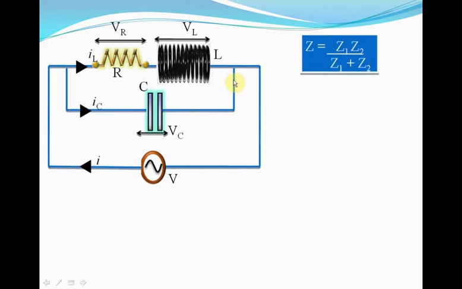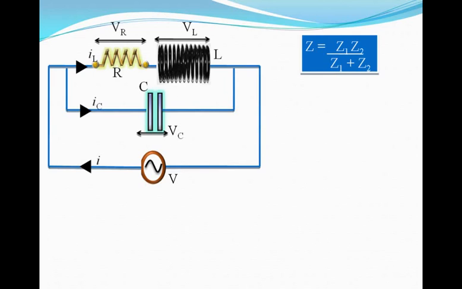Now, the method for calculating the condition for resonance in a parallel circuit is to equate the net reactance of the system to 0. You see, if we can calculate the net impedance of the system and then equate the net reactive component of the impedance to 0, we will get the condition for resonance, because resonance is that condition when the net reactive component of the system is 0.